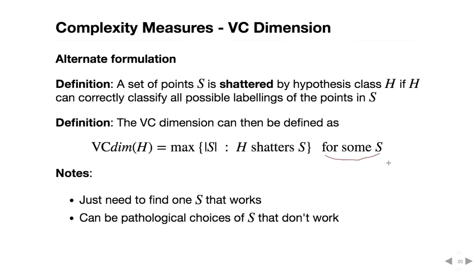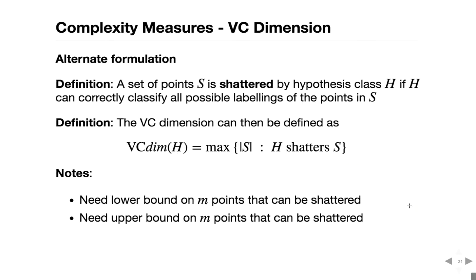So let's say that the size of S is 3. If I could find a spatial configuration like this that H can shatter, then I'm done. There could be some pathological cases where the set can't be shattered. For example, if the points are collinear like this, then they can't be shattered, but that doesn't matter for VC dimension. All I need to do is find some configuration of m points that can be shattered by the hypothesis class. Now proving these things is a little bit tricky.